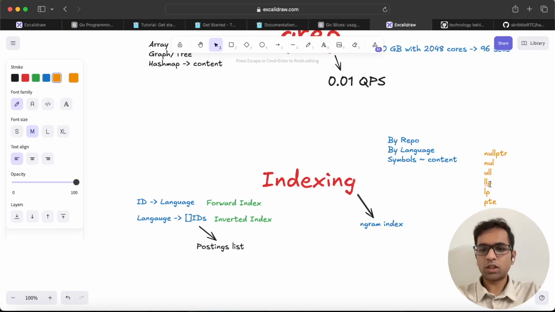So it would be 1, 2, 3, 4, 5. So 5 lookups have to be done, and with every lookup, let's say the first lookup is NUL, so with NUL I'll search for all the document IDs. If indexing is already present, I can simply go to this index NUL, and take up all the document IDs that are present. Then with ULL, I'll take all the document IDs. With LLP, I'll take all the document IDs. Then with LPT, and then with PTR, I'll take all the document IDs, right?